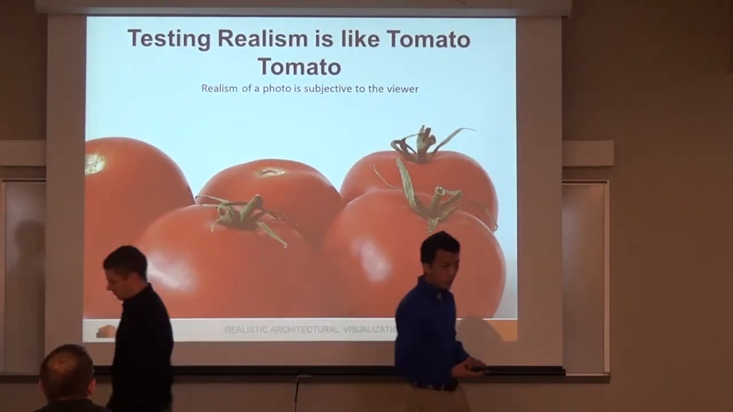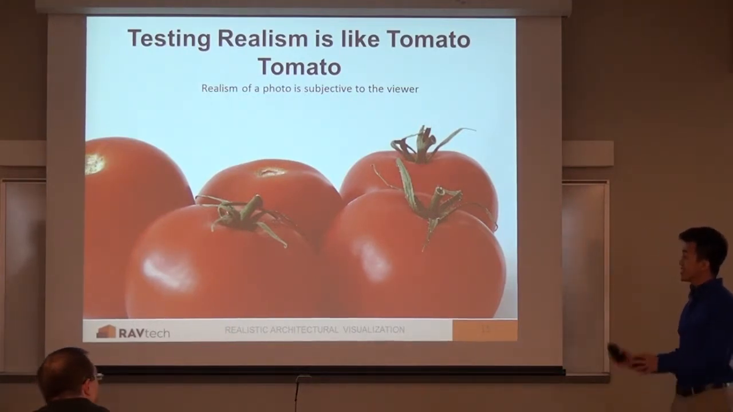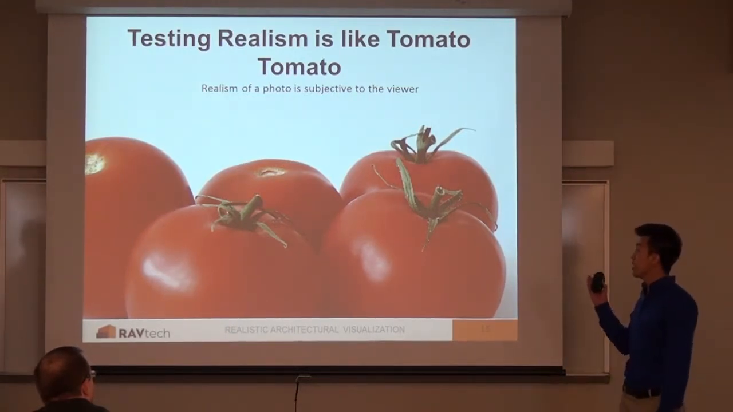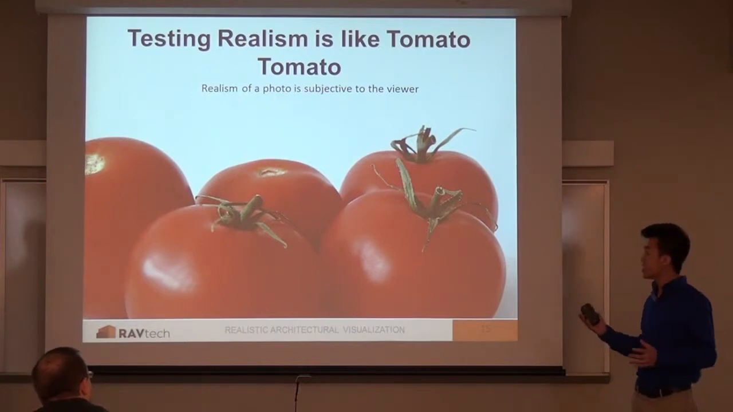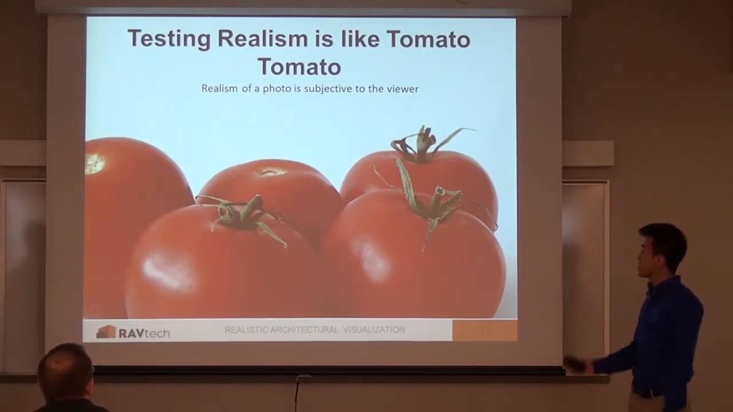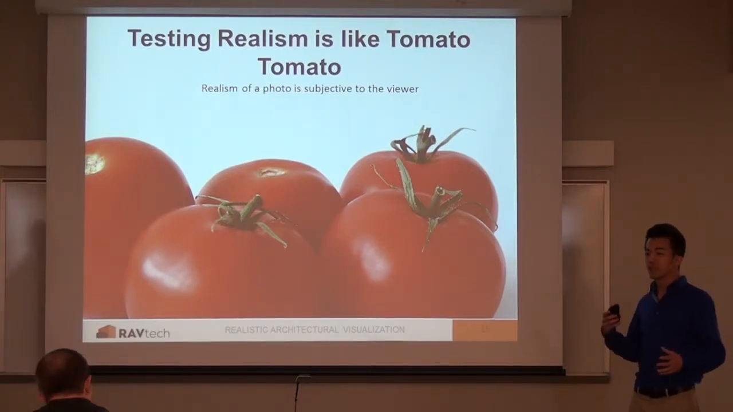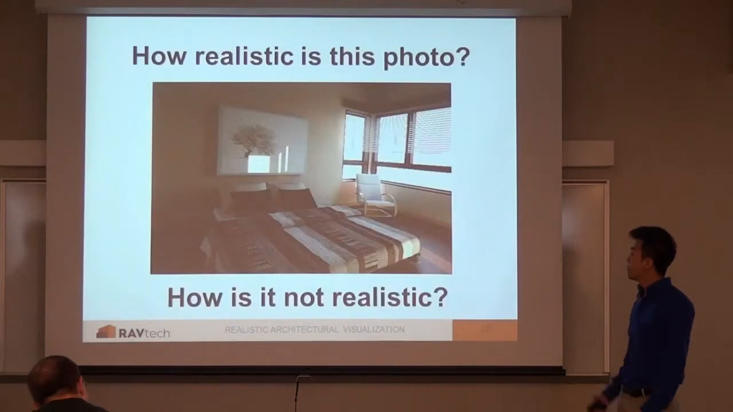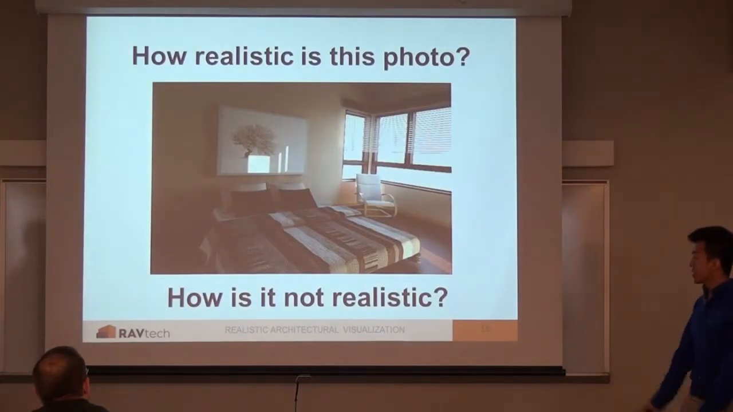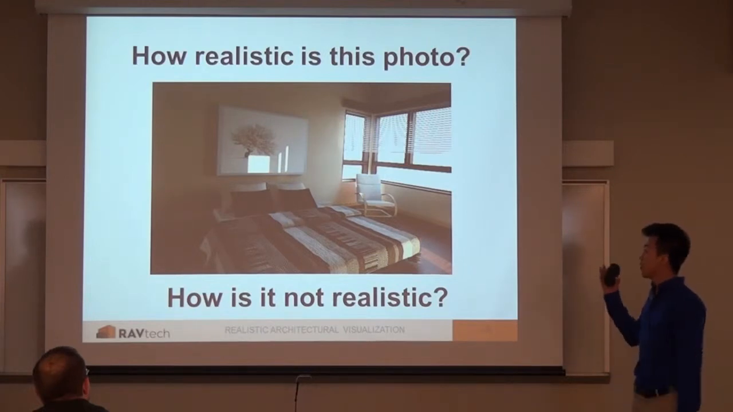So, when we got to testing, after we created our renderings, we realized that testing a photorealistic image is kind of like tomato-tomato. It's really subjective to the viewer, and it can differ from person to person, depending on their background and their experience. So one of the things we did was we took one of our renderings and asked them, how is this photo realistic or how is it not realistic?